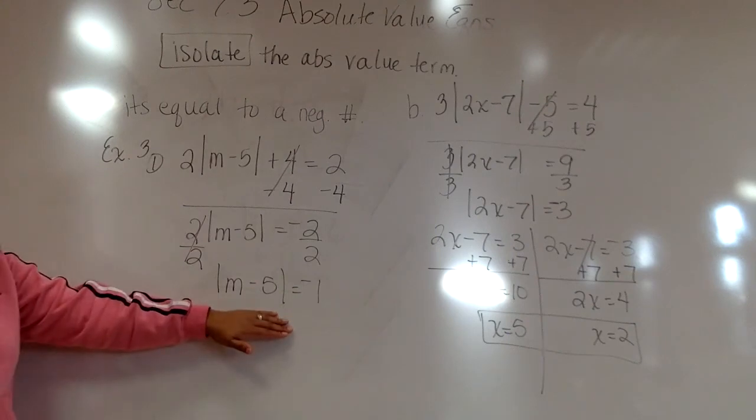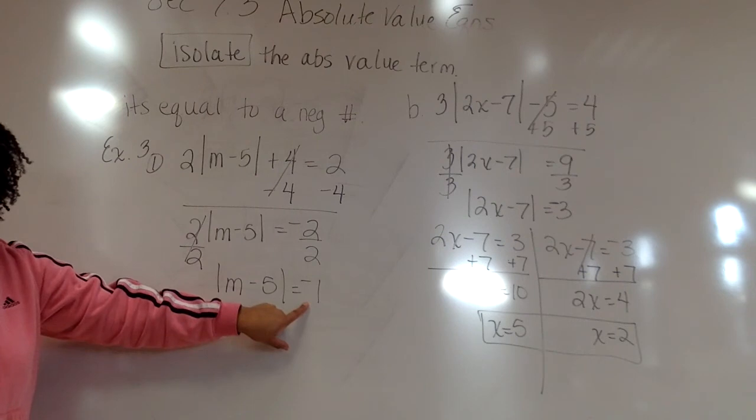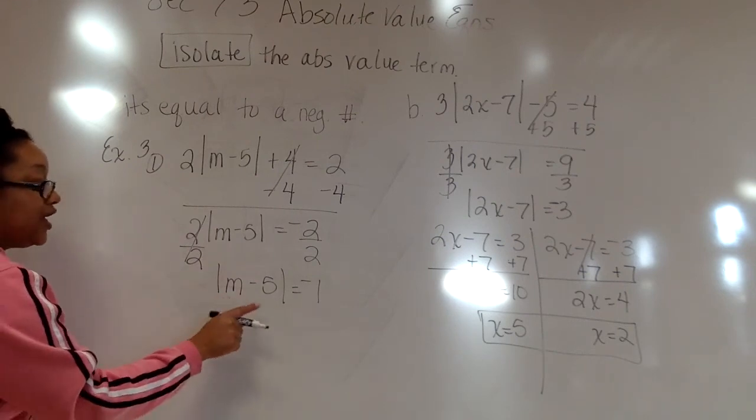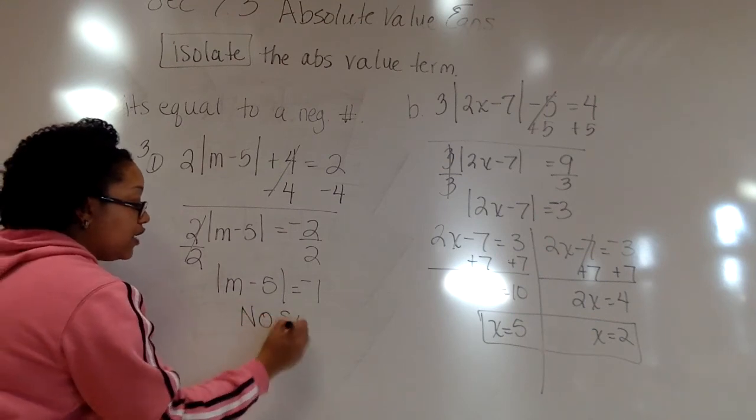Go ahead and solve. But wait, can you solve? This is equal to a negative 1. So there is no solution. If this absolute value is equal to a negative number, all you simply write is no solution.